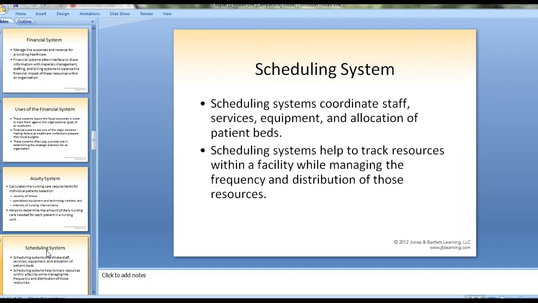And then the scheduling system. I mean, seriously, scheduling, it's a pain, but also very important. And it doesn't just track staff schedules, but also when things need to be serviced, equipment, allocation of patient beds, when patients can come in. It helps you track resources.